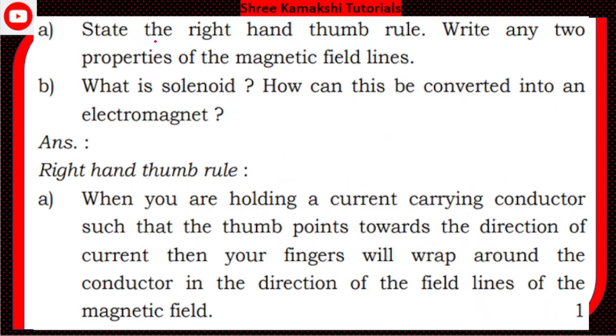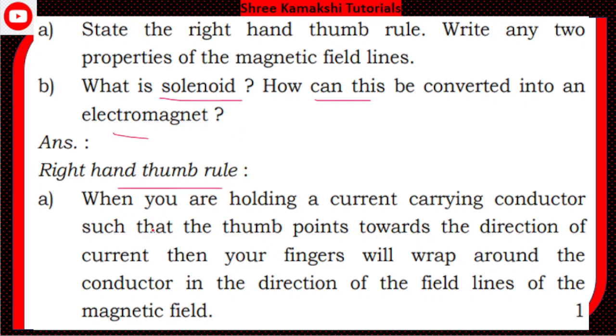Next question. State the right hand thumb rule. Write any two properties of magnetic field lines. What is a solenoid? How can this be converted into an electromagnet?